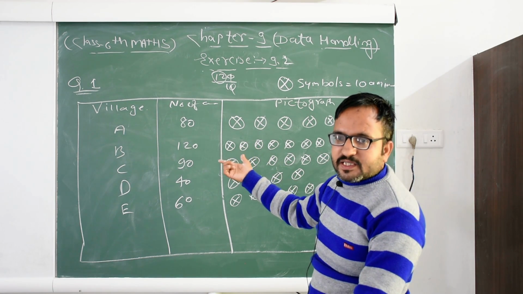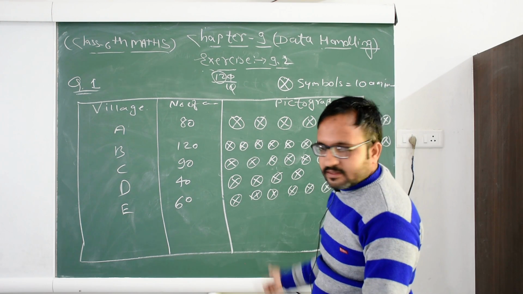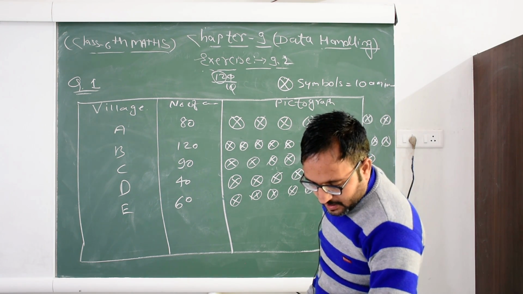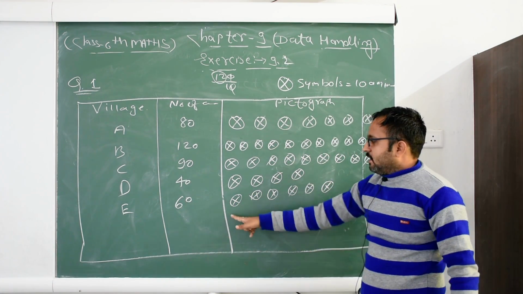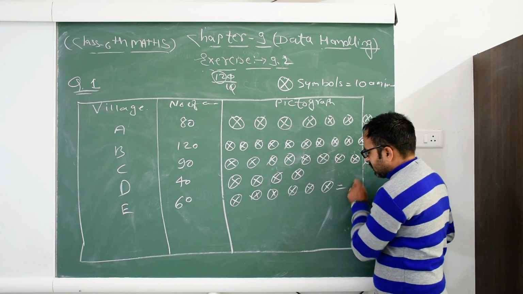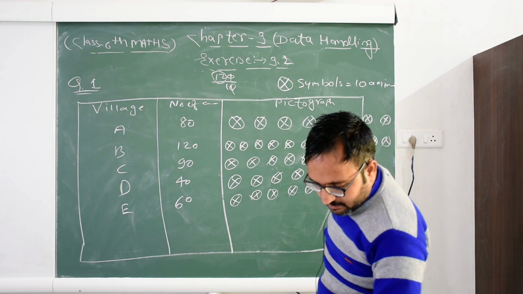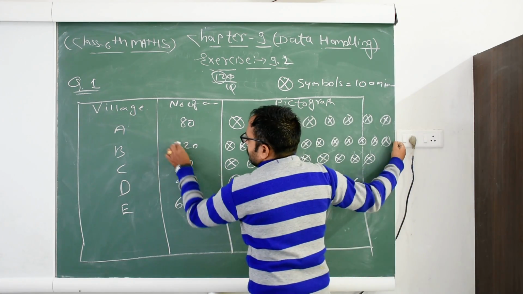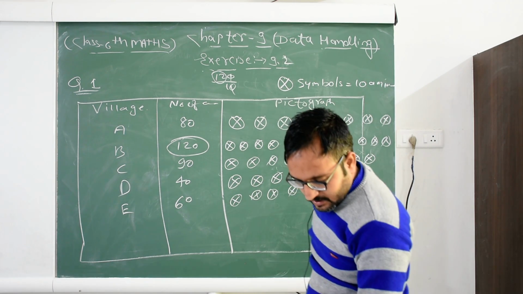After preparing this pictograph, we have different questions regarding this survey. How many symbols represent animals of village E? Village E, how many symbols do we use? 1, 2, 3, 4, 5 and 6. So your answer will be 6 symbols. Now which village has the maximum number of animals? Village B has the maximum animals.